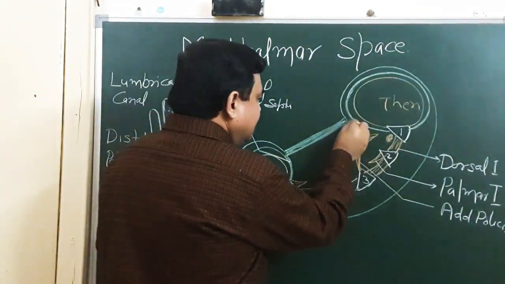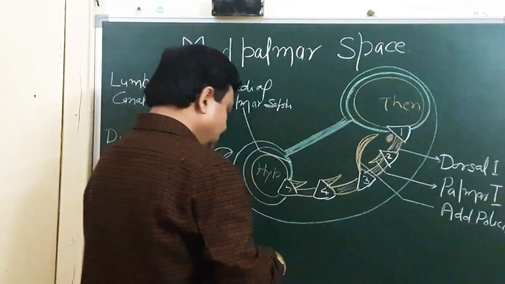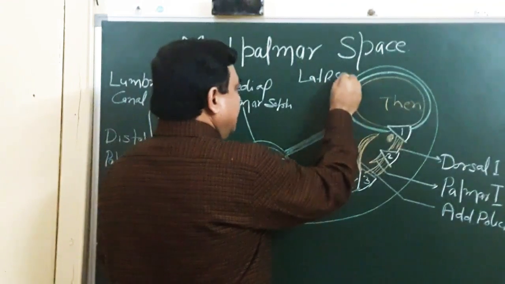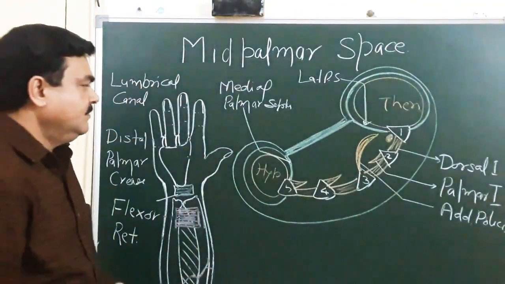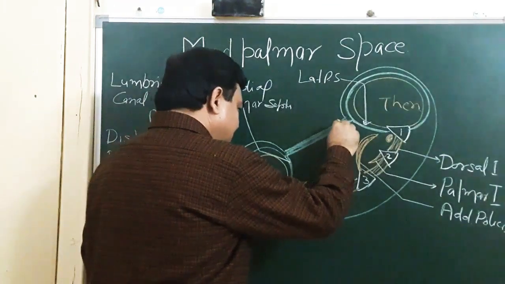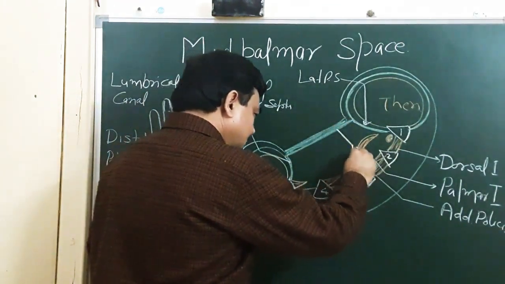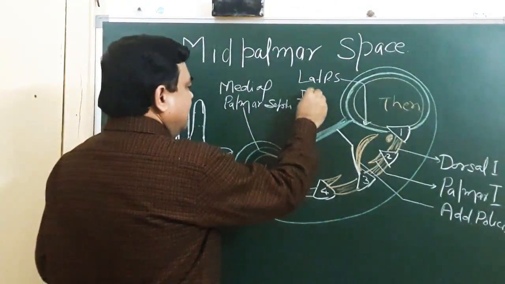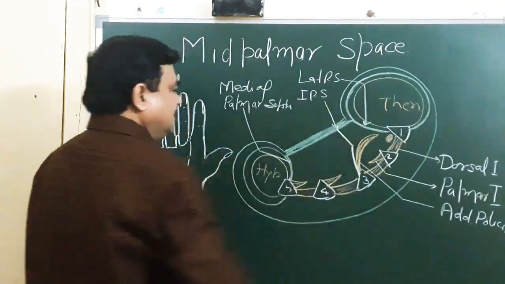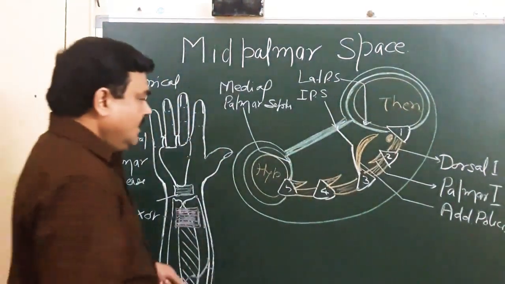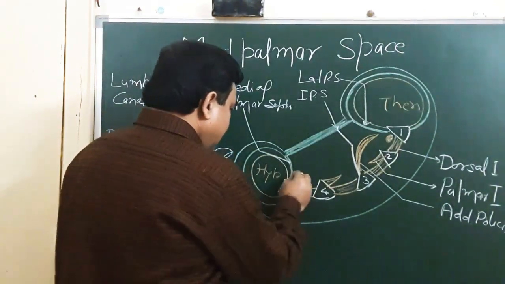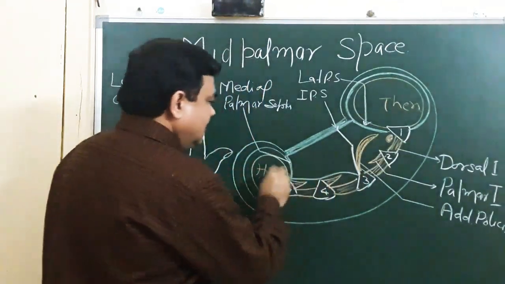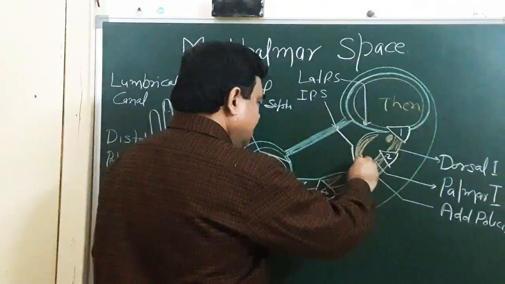Here is the lateral palmar septum. And here is the intermediate palmar septum. And here is the fascia covering these muscles.